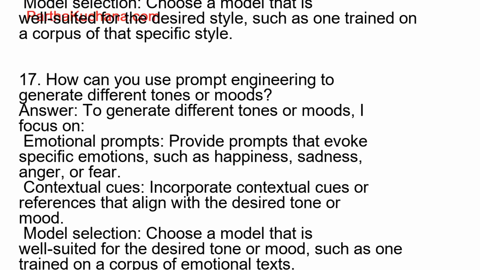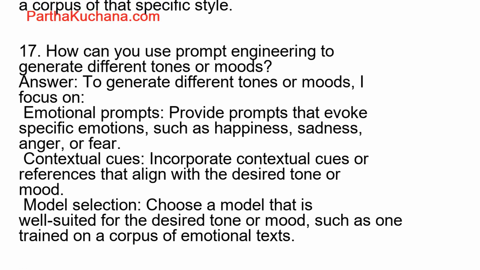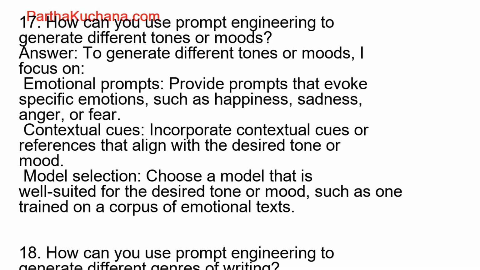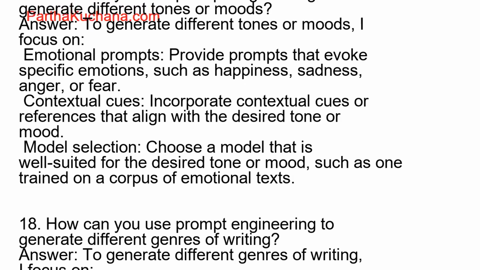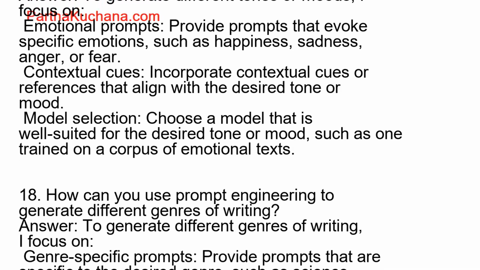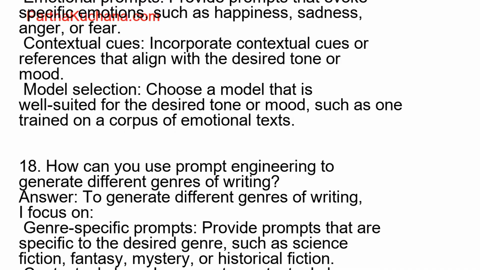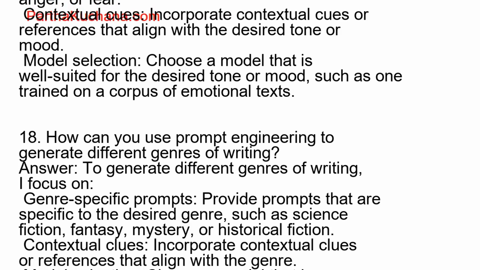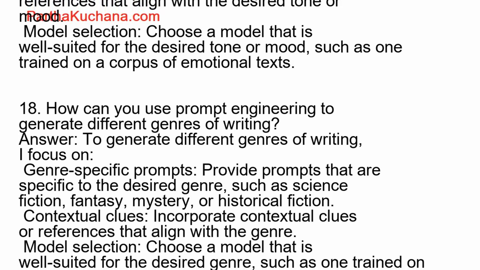18. How can you use prompt engineering to generate different genres of writing? Answer. To generate different genres of writing, I focus on genre-specific prompts. Provide prompts that are specific to the desired genre, such as science fiction, fantasy, mystery, or historical fiction. Contextual clues: incorporate contextual clues or references that align with the genre. Model selection: choose a model that is well suited for the desired genre, such as one trained on a corpus of texts from that genre.